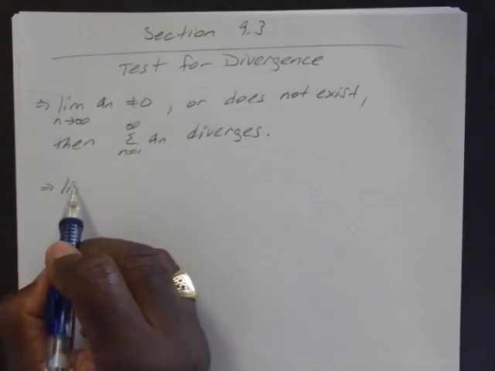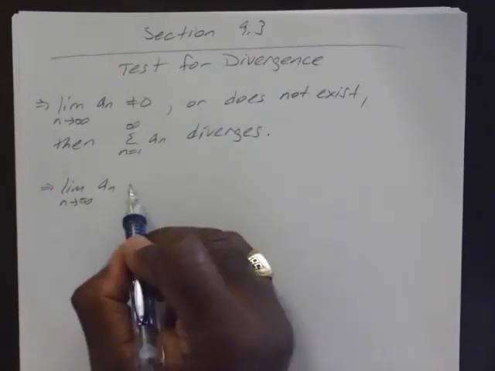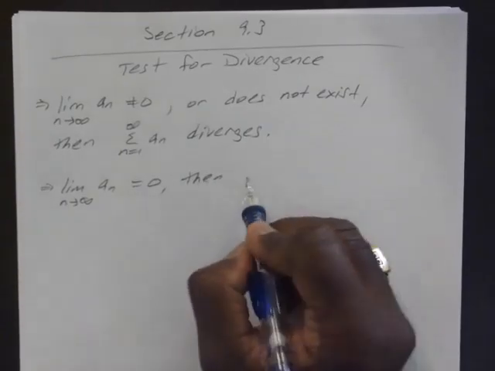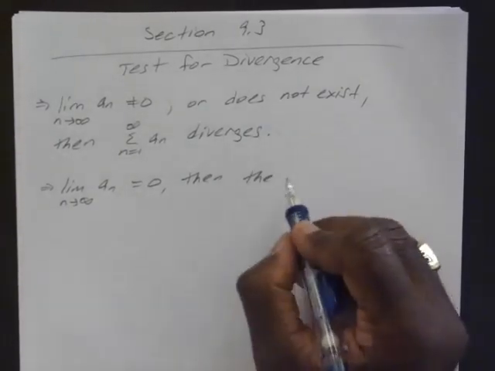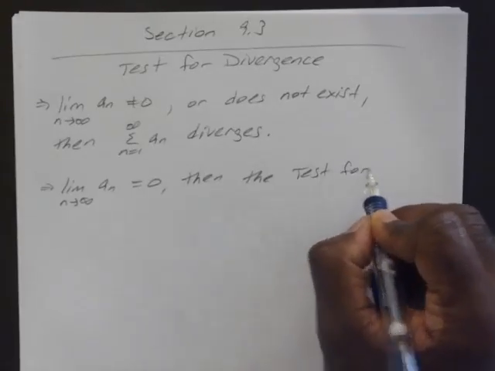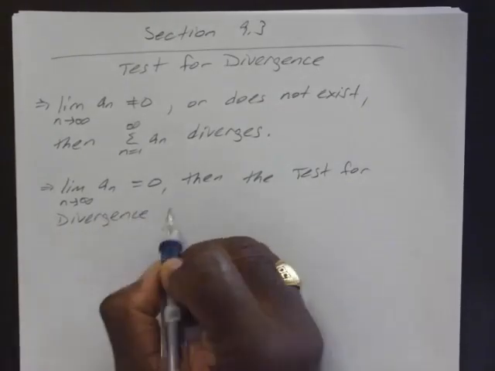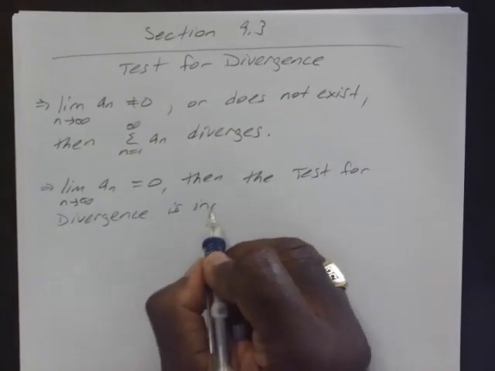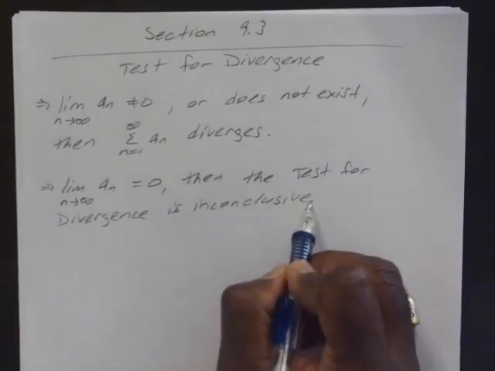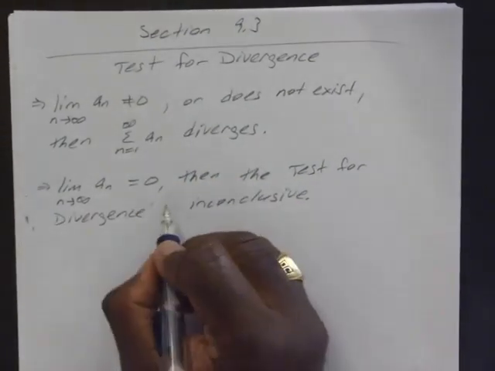But if that limit of a sub n as n approaches infinity does equal 0, then the test for divergence is inconclusive. And we will have to use one of the many other tests that we will learn.